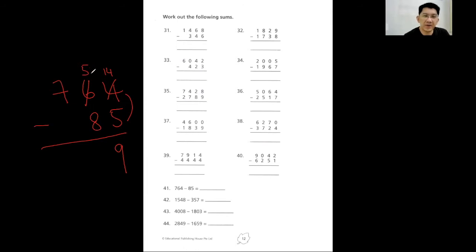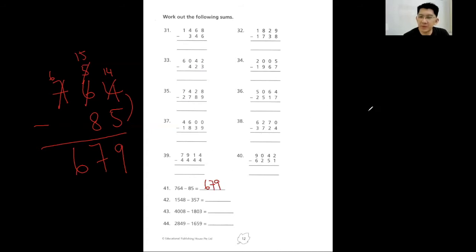Next, we will have to do 5 minus 8, but 5 is smaller than 8. Therefore, we need to borrow 1 from 7. If you take 1 from 7, this becomes 6. And 5 gets 10, so 5 plus 10 becomes 15. Now we can do 15 minus 8. 15 minus 8 is 7. And finally, there is no numbers here. Basically, it's just 6. 6 minus 0 is 6. Okay, so the answer for question 41 is 679.